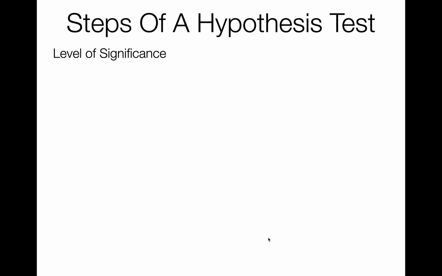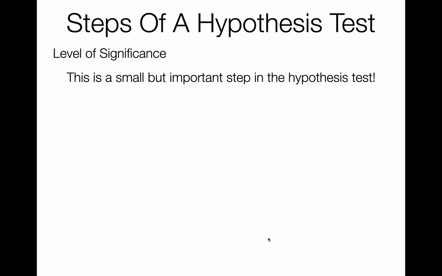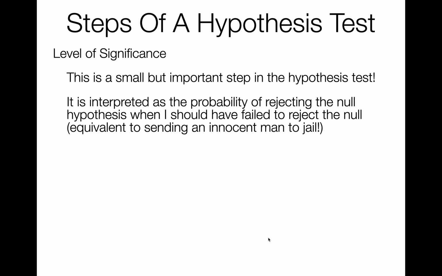All right, so we'll talk more about the steps of a hypothesis test. The first step was the hypotheses. So you first have to state the hypotheses. The second step talks about a significance level. And so you may say, well, we've never mentioned that word before. And that's true. So let me talk about that here. The level of significance is a small but important step in the hypothesis test.